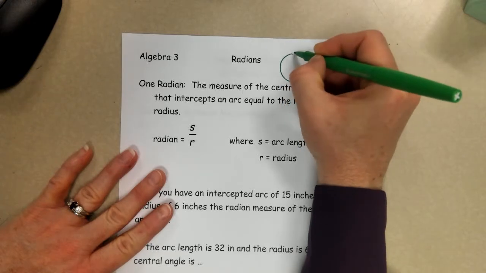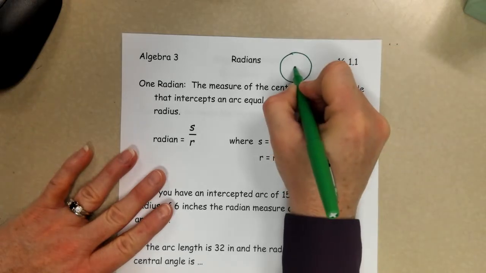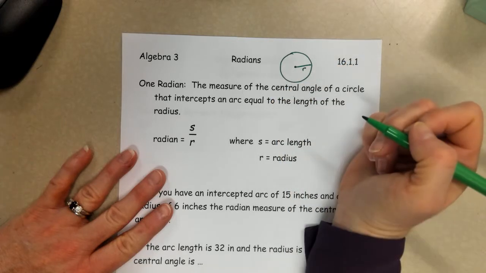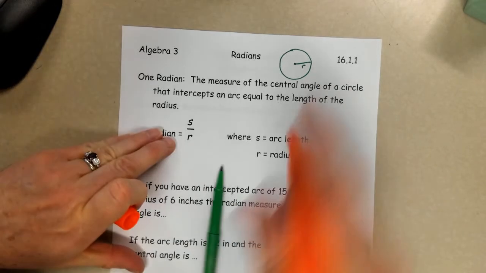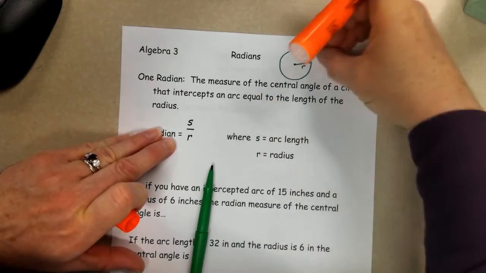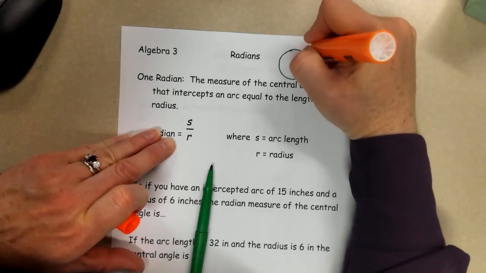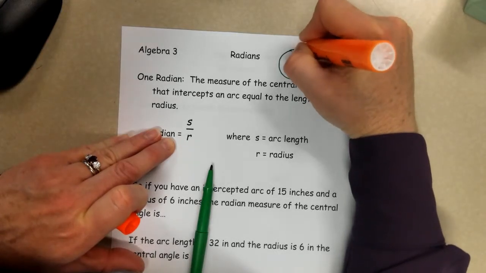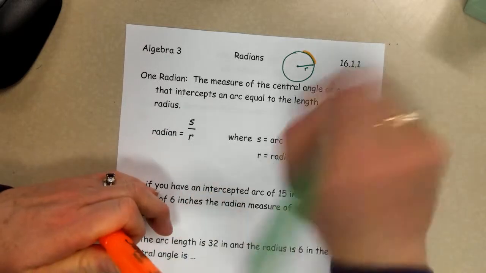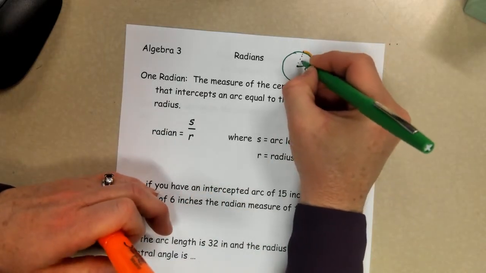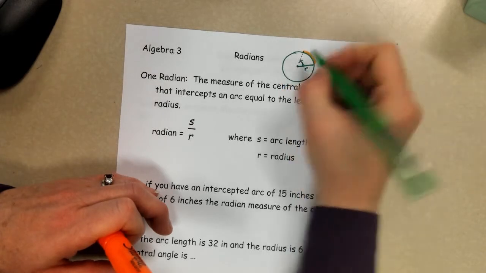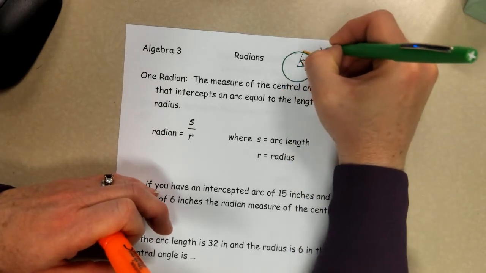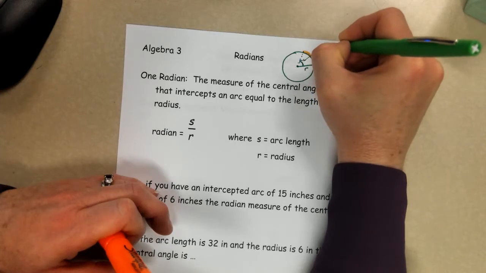So what that means is, if a circle has a radius, if I take that exact same distance, if I were able to pick up that radius and move it to the edge of the circle and go that exact same distance along the edge of the circle and connect back to center, this right here is 1 radian in size.